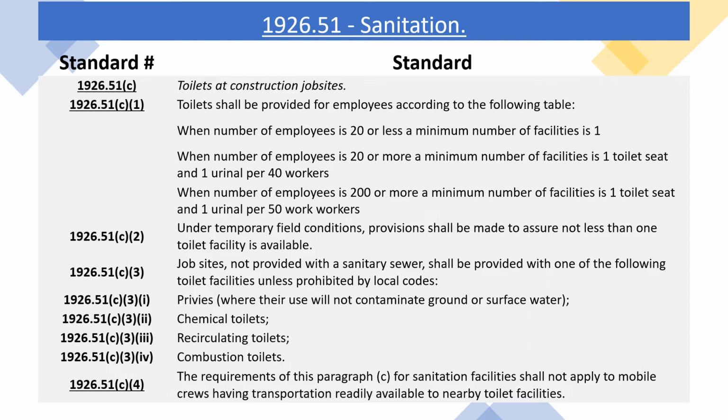1926.51(c)(3)(i) Privies, where their use will not contaminate ground or surface water. 1926.51(c)(3)(ii) Chemical toilets. 1926.51(c)(3)(iii) Recirculating toilets. 1926.51(c)(3)(iv) Combustion toilets. 1926.51(c)(4) The requirements of this paragraph (c) for sanitation facilities shall not apply to mobile crews having transportation readily available to nearby toilet facilities.